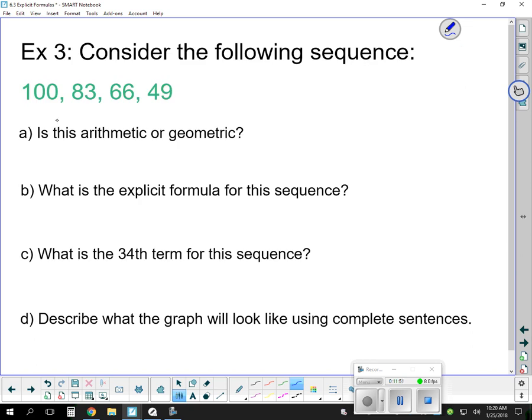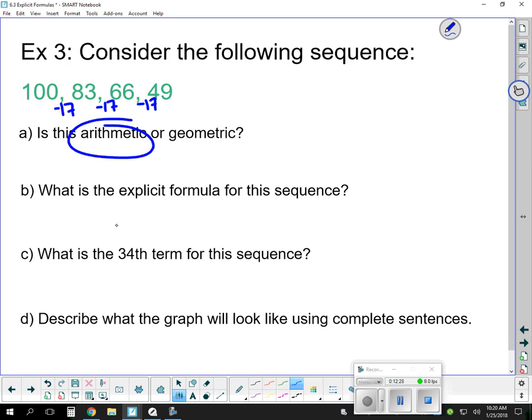Example 3, new sequence, arithmetic or geometric. Looks like it might be arithmetic. Let's try it. So what do I have to add to get from 100 to 83? Well, I'm actually going to subtract 17, which is really adding a negative 17, okay? 83 minus 17 again to get to the 66. And just to double check, yep, it is minus 17 to get to the 49. That makes it arithmetic because you're adding a common number each time. It just happens to be a negative number.